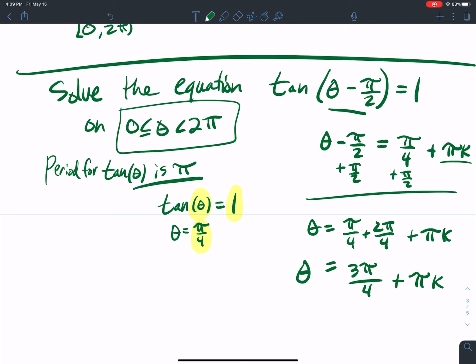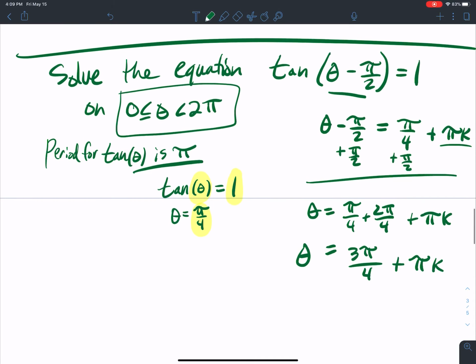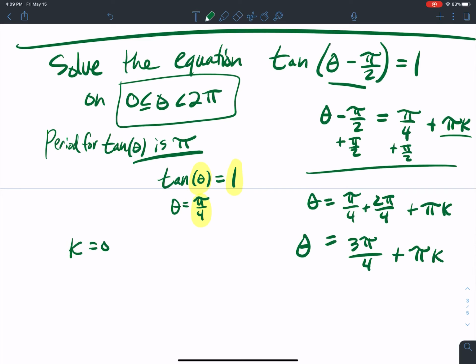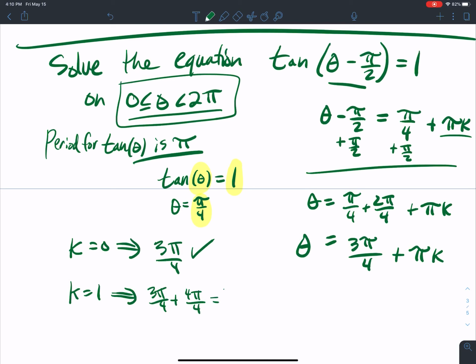Now, on the interval from 0 to 2 pi, if I do k equal to 0, what does that get me? That gets me 3 pi over 4. That's in the interval. Okay, k equal to 1 gets me 3 pi over 4 plus pi, and I can write that as 4 pi over 4, gets me 7 pi over 4, which is still less than 2 pi. So that one's in my interval as well. Now, if I went one bigger, then that would actually jump me out of the interval.